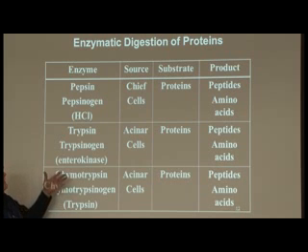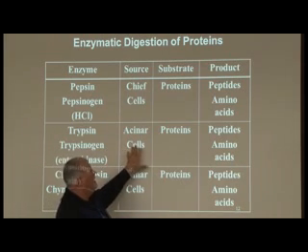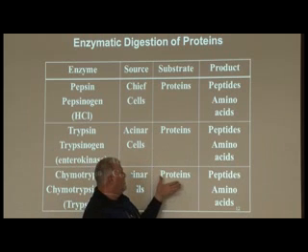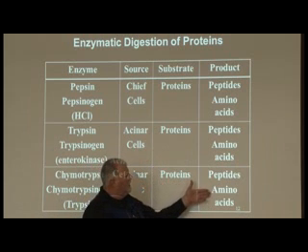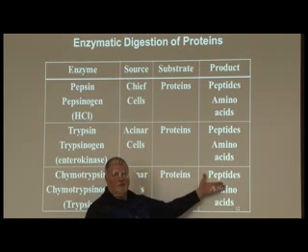So again, following along, we're going to have the enzyme, we're going to have where it's produced in the body, and then they're going to break down proteins. And then if we can completely break down a protein, we're going to end up with an amino acid. Fragments of proteins are called peptides.